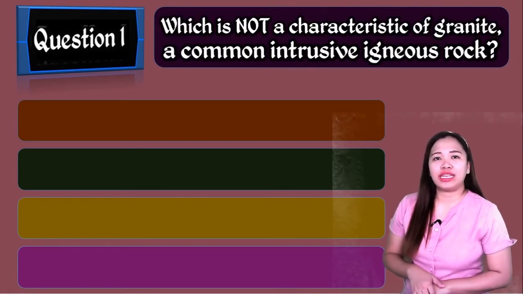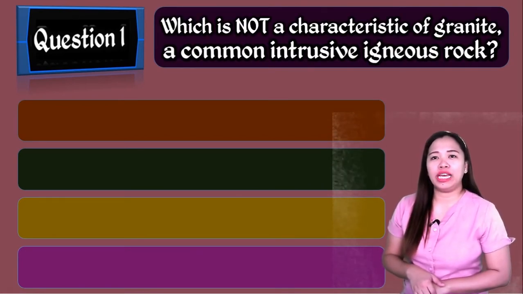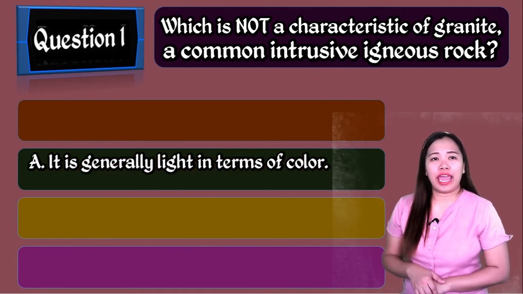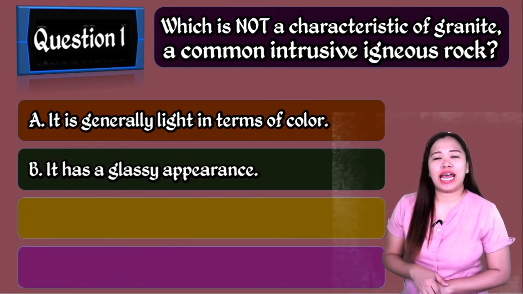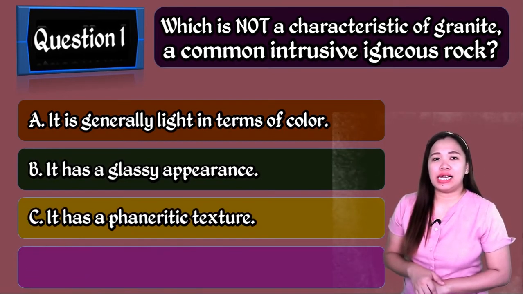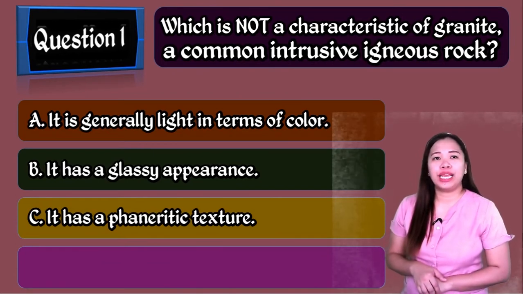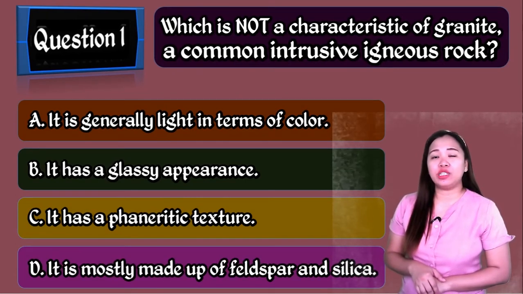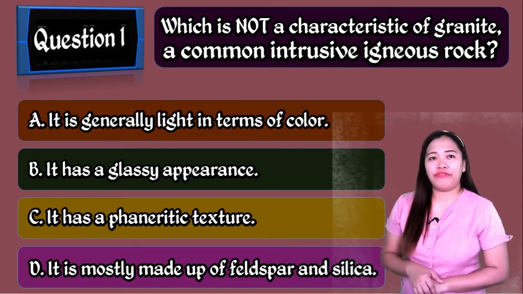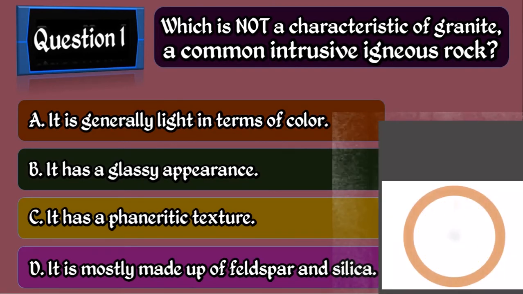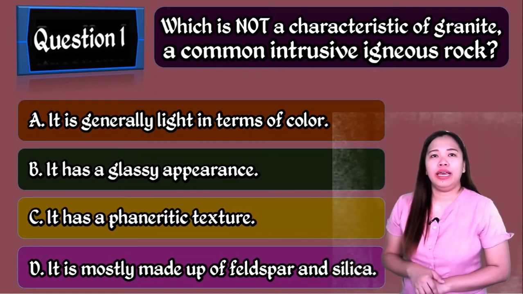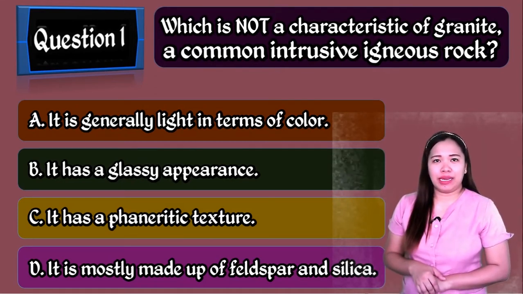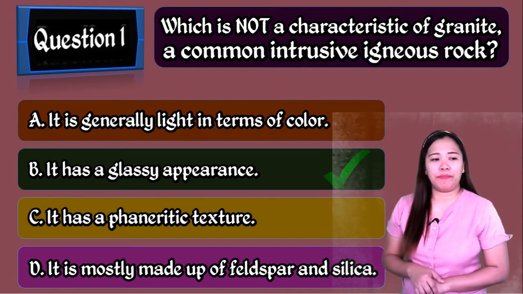Which is not a characteristic of granite, a common intrusive igneous rock? A. It is generally light in color. B. It has a glassy appearance. C. It has a phaneritic texture. D. It is mostly made up of feldspar and silica. You have 5 seconds. The correct answer is letter B, because granite has no glassy appearance.